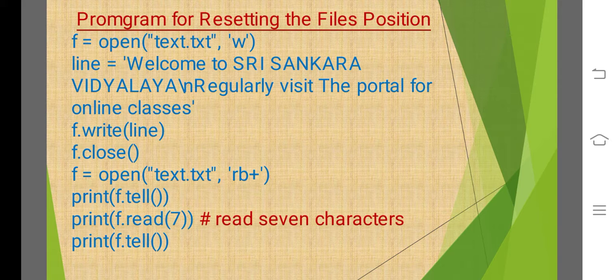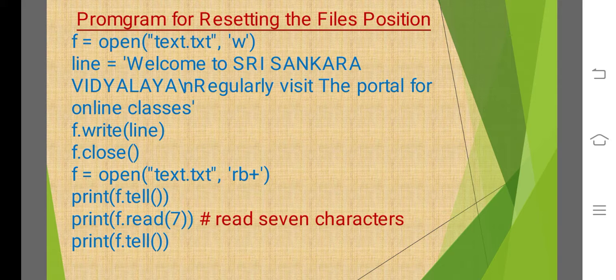f = open, text.txt. Here the txt file is opened. Line equal to "Welcome to Sri Shankara Vidyalaya." Then \n means it is the second line: "Regularly visit the portal for online classes." This is your text which we want to write in our text file, text.txt. f.writelines means all these contents are written in the text file.